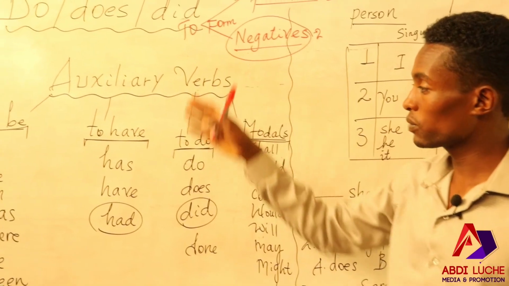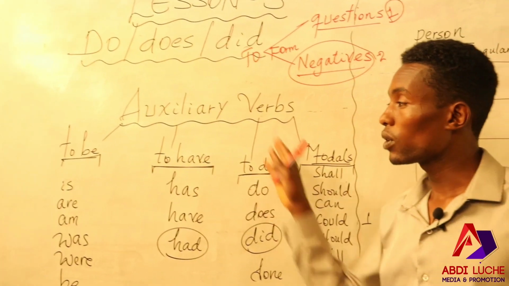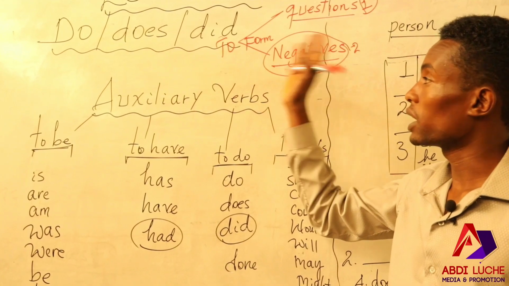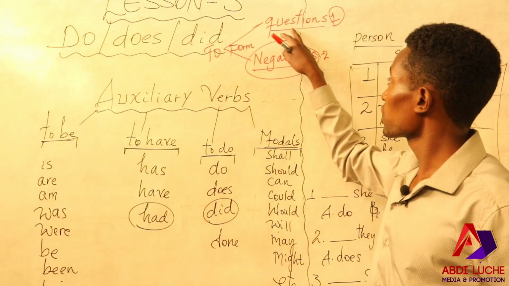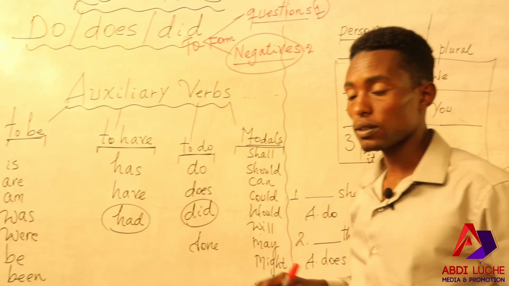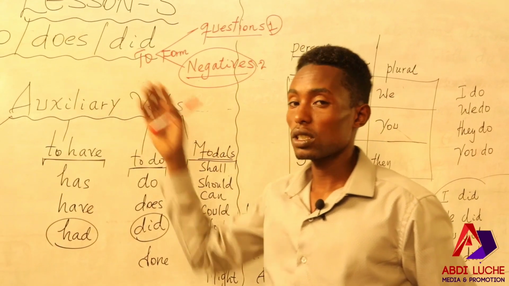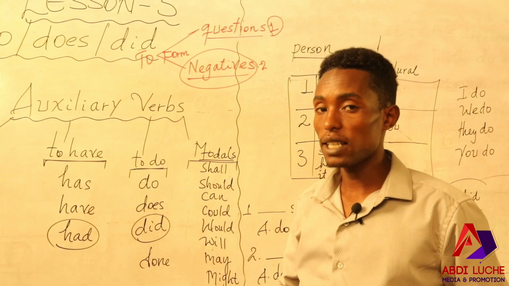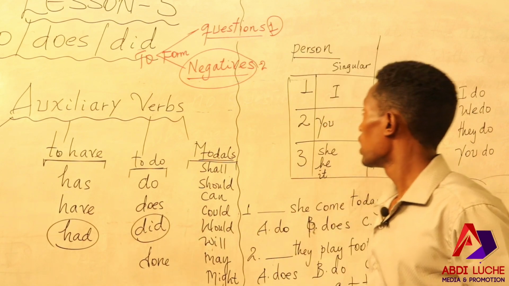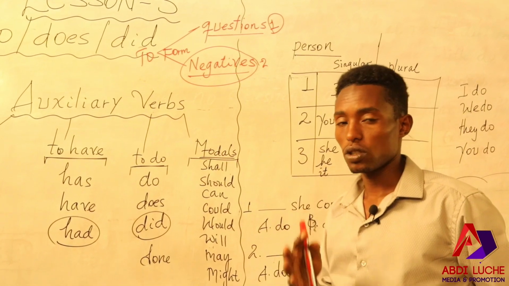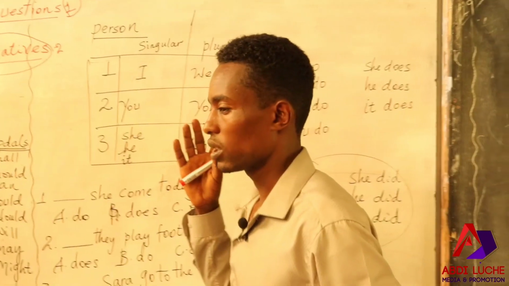So do and does and did are what? They are part of auxiliary verbs. We will talk about their functions. They have 2 functions in grammar, to form questions and to form negatives. Especially in our lesson 2, we used these auxiliary verbs do, does, and did to form yes or no questions. Good. With what person do they match? With what personal pronoun do they go?